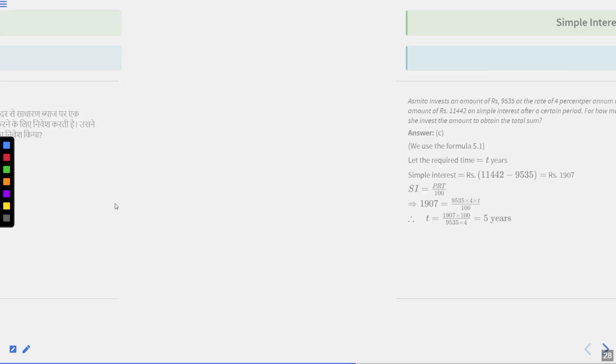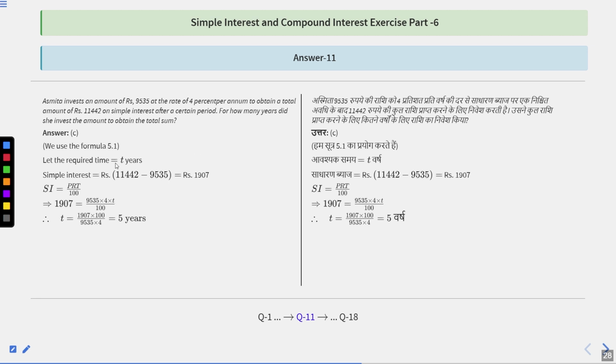Now time's up. Let's see the solution. Now let the required time be T years. So what will be the simple interest? Simple interest will be amount minus principal. So this is the amount, this is the principal. When we calculate it, we get 1,907 rupees.